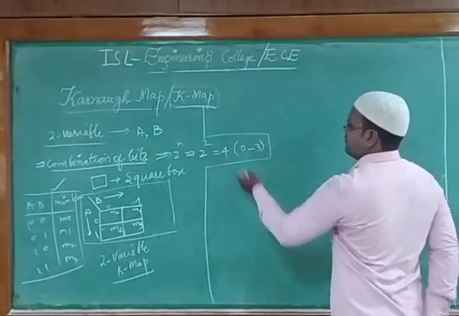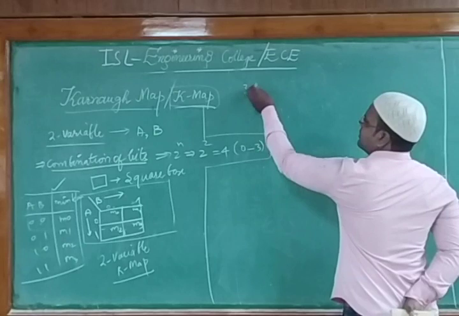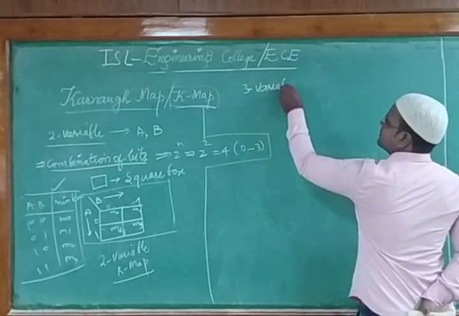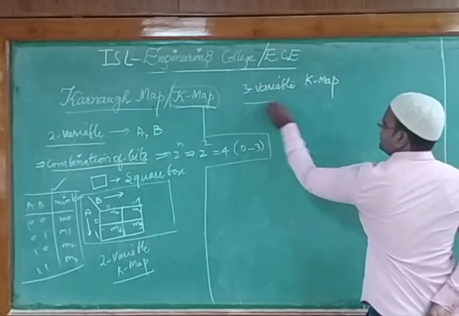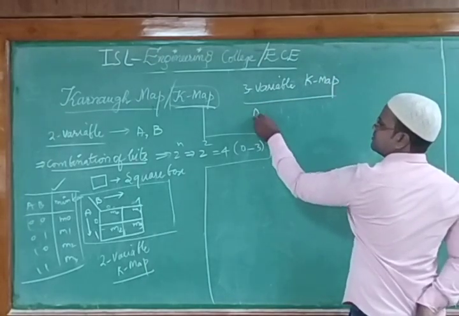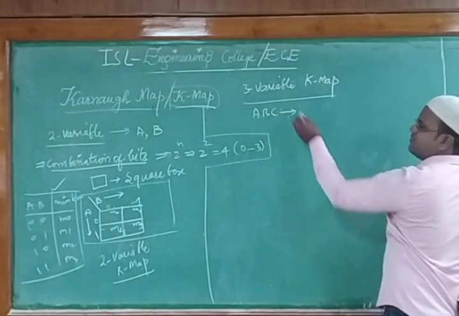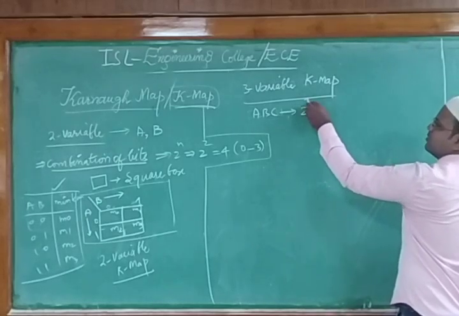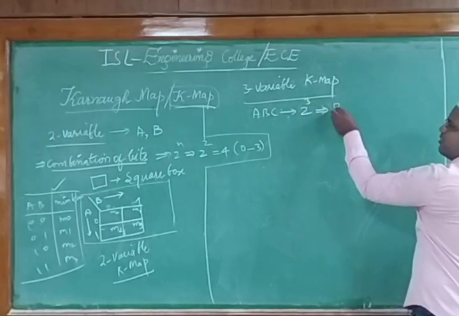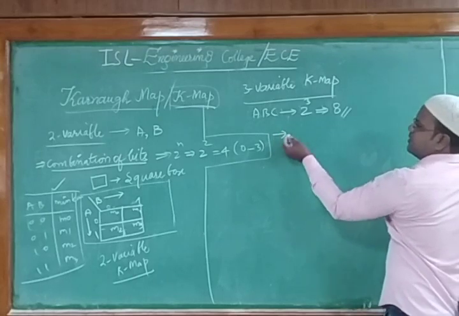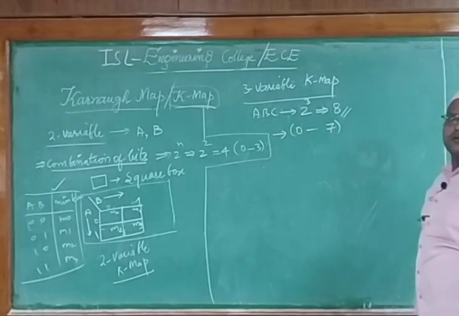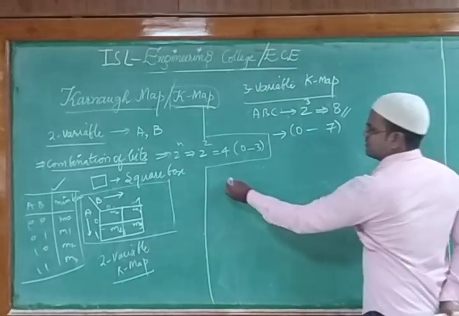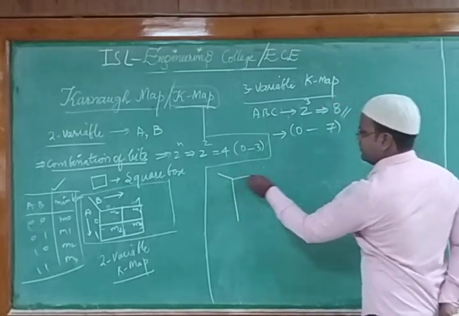So likewise, if you want to design for 3 variables, we'll write here: 3 variable K-map. 3 variables means, suppose I'm using A, B, C. The total combination is 2 to the power 3, that means 8, so the bits start from 0 to 7. How many boxes are we using? The pictorial representation would be like this.